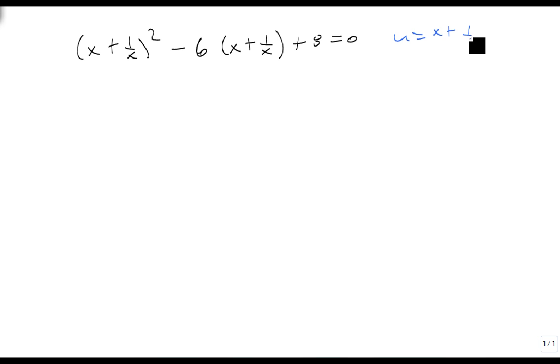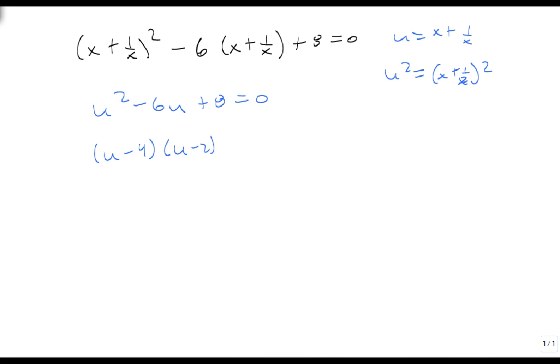For this next problem, we're going to go to that second problem that we did, and we're going to let u equal x plus 1 over x. So we have x plus 1 over x squared minus 6 times x plus 1 over x plus 8 equals 0. Again, we let u equal the smaller of the two, so that u squared can be equal to the bigger of the two, and we get u squared minus 6u plus 8 equals 0. Factors of 8 that add up to negative 6 are u minus 4 and u minus 2. So now u equals 4 and u equals 2, but we're not solving for u, we're solving for x.